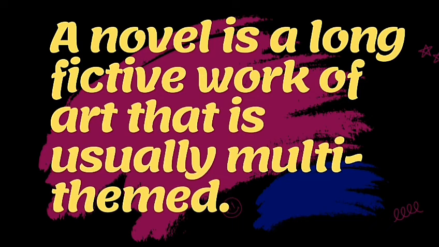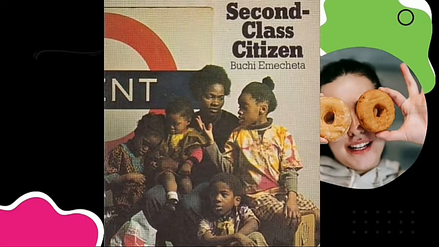A novel is a long fictive work of art that is usually multi-themed. If a novel is multi-themed, it means it has several messages that the author wants to pass across to the reader. Second Class Citizen by Buchi Emecheta is an example of a novel. It is one of the novels that will be read this term.